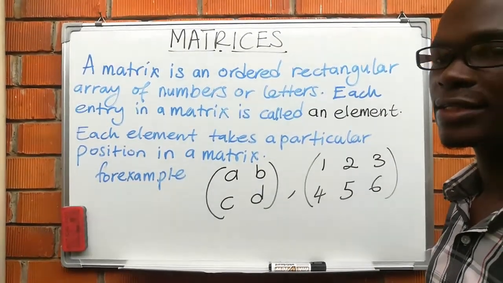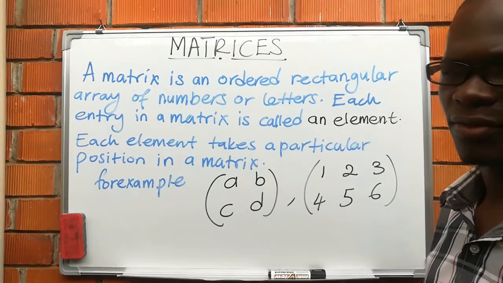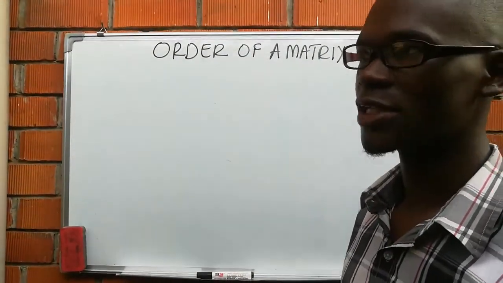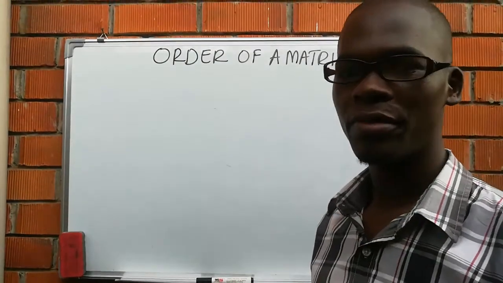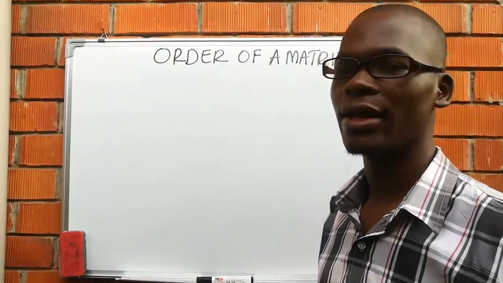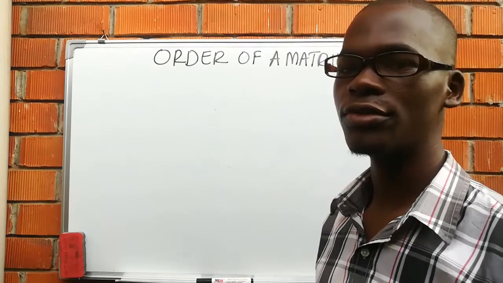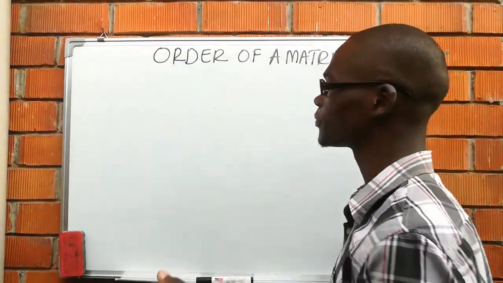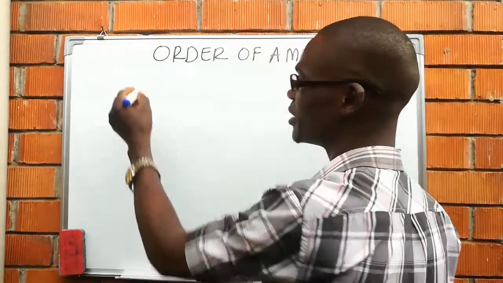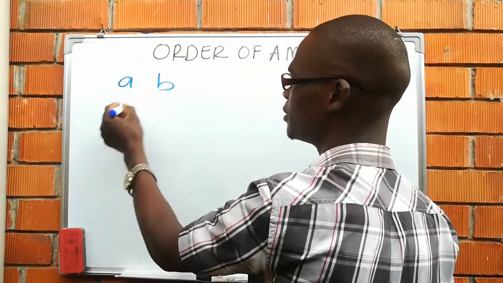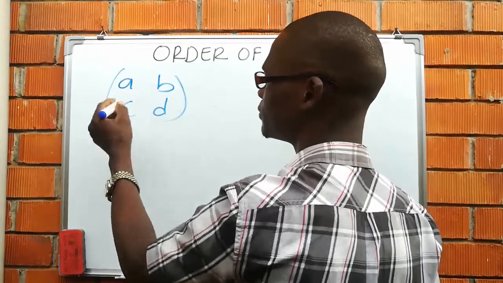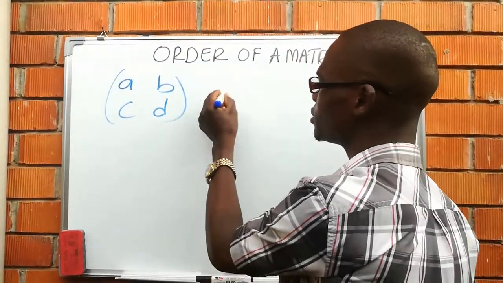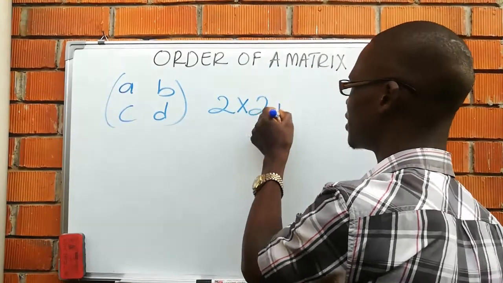Let us look at the order of a matrix. The order of a matrix is determined by the number of rows and columns in a matrix. That is to say, if we have a matrix of A, B, C, D, this is a 2 by 2 matrix.